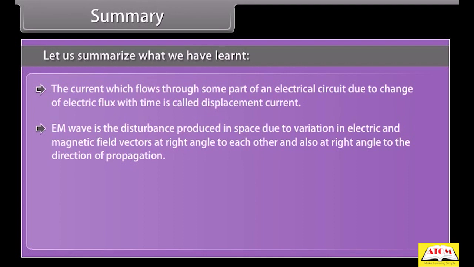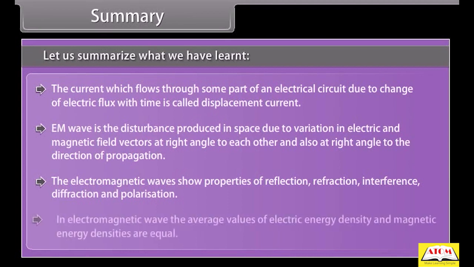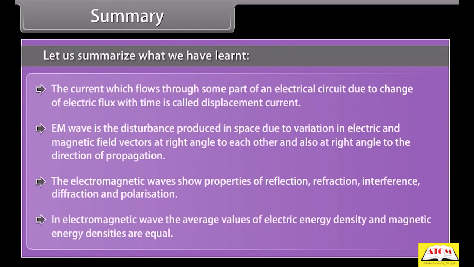at right angle to each other and also at right angle to the direction of propagation. The electromagnetic waves show properties of reflection, refraction, interference, diffraction and polarization. In electromagnetic waves, the average values of electric energy density and magnetic energy density are equal.